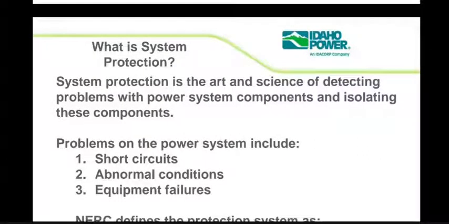System protection is the art and science of detecting problems with power system components and isolating these components. Take them out of the system so that the rest of the system does not get affected. Problems: short circuits, open circuits, of course, they are not mentioning, but that's also a problem. Abnormal conditions, even if there are no short circuits or open circuits, you may still have high voltage or high current beyond the permissible range. So that is also a fault.